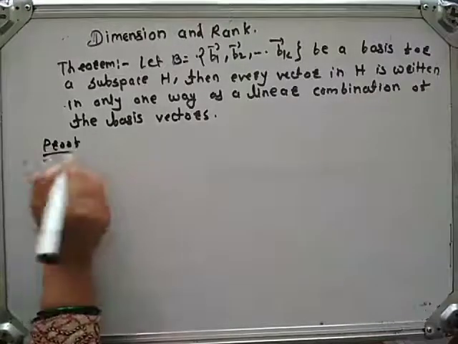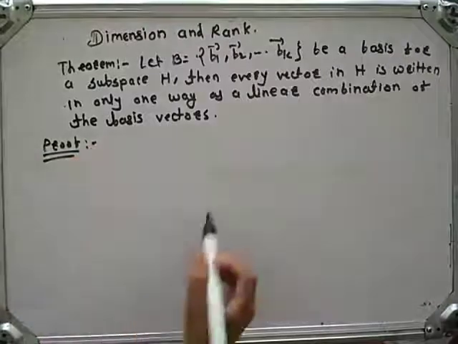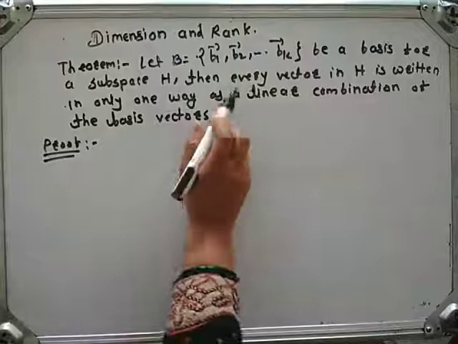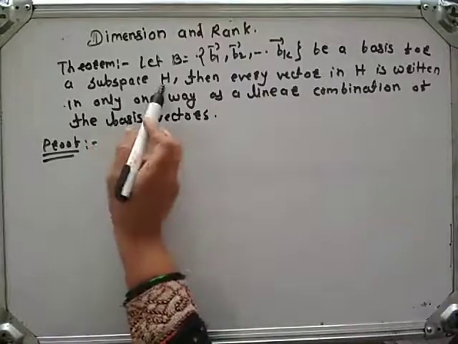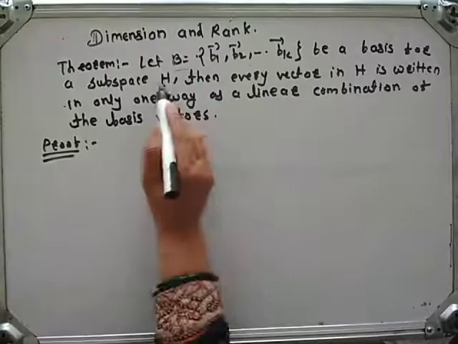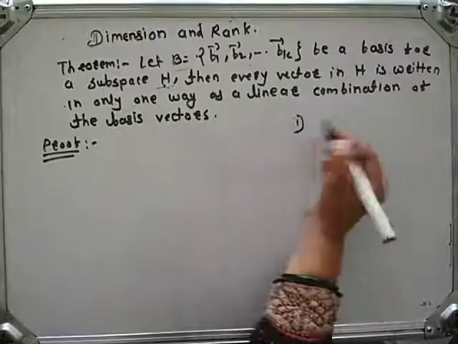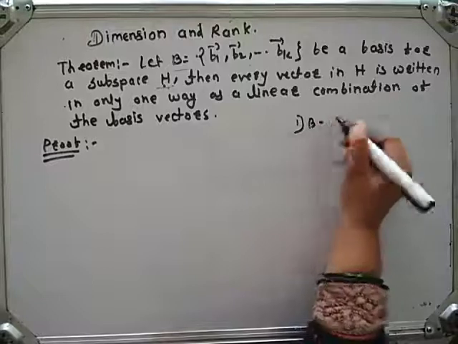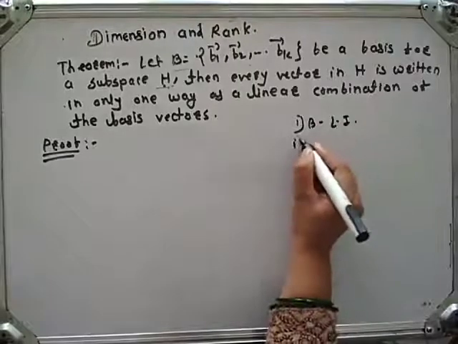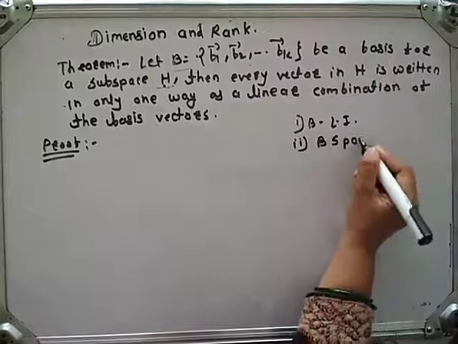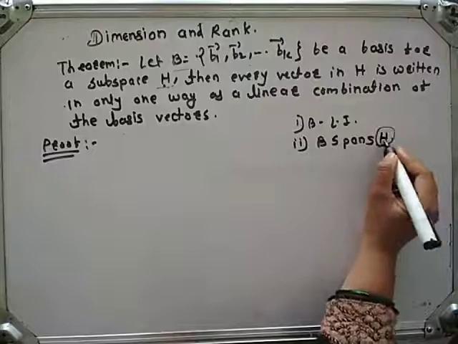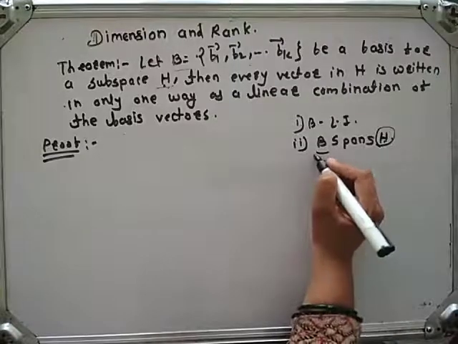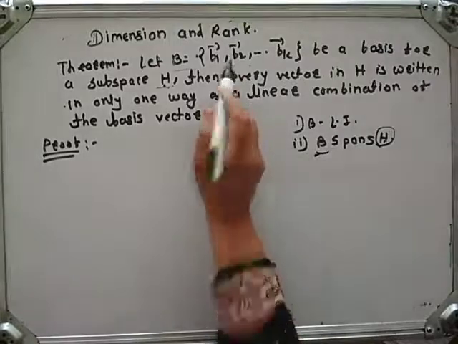Proof. First we understand what is the statement of the theorem. We have given B equals to B1 bar, B2 bar and so on up to Bk bar be a basis for subspace H. This set being a basis for H means first of all this set B is linearly independent and second, B spans H. B spans H means what? Every vector in H can be written as a linear combination of the set of vectors in B.